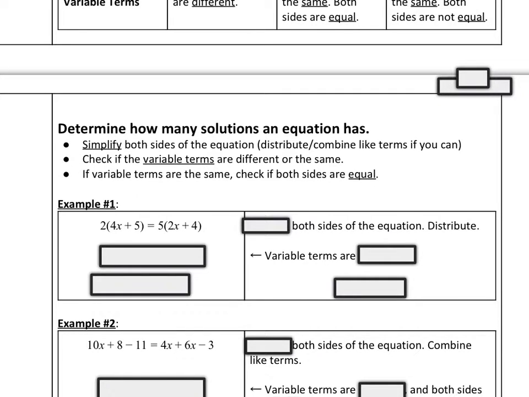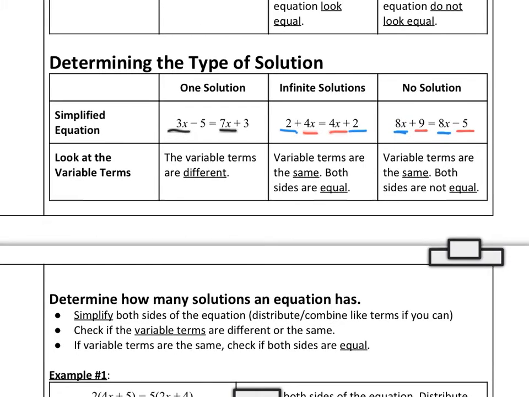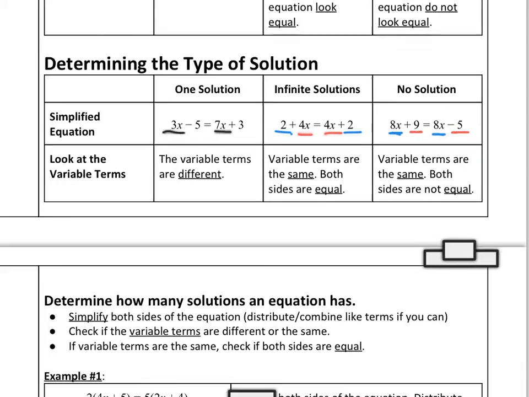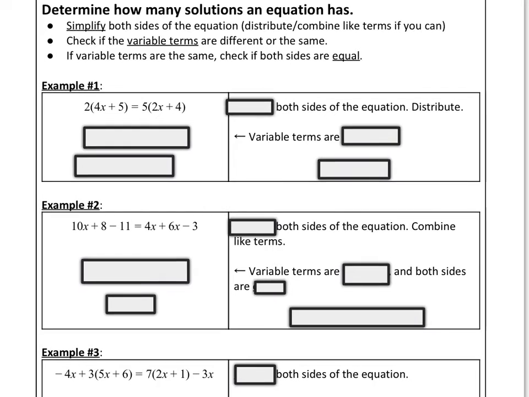We're going to do a couple of examples. As we pause, I want you to reference back, turn your page over, and look at this table to see if it should be one solution, infinite, or no solutions. Here we go. Example 1. We have 2 times (4x plus 5) equals 5 times (2x plus 4).